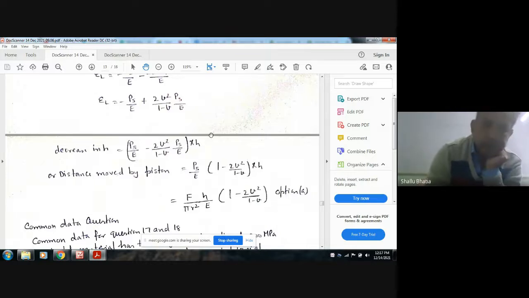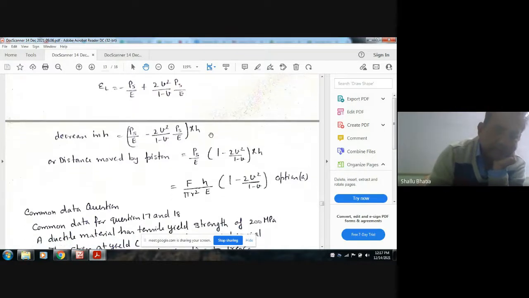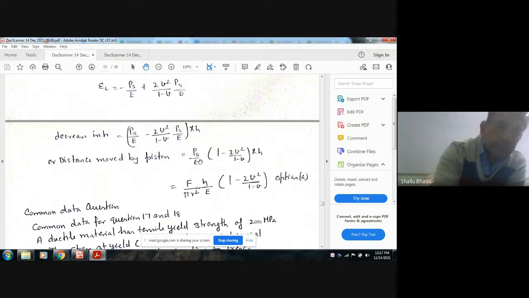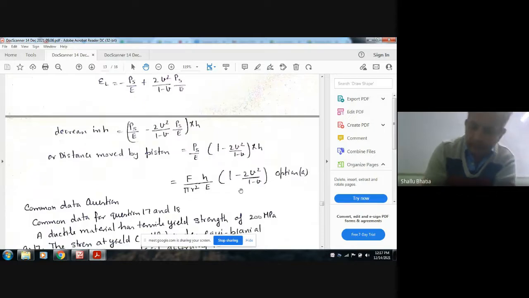Or the distance moved by the piston is also decreased in H. Whatever deformation there is in the material will be the movement of the piston. So it is PS by E times (1 minus 2 mu square), 1 minus 2. Putting in the value of PS, we can have option A as our answer.